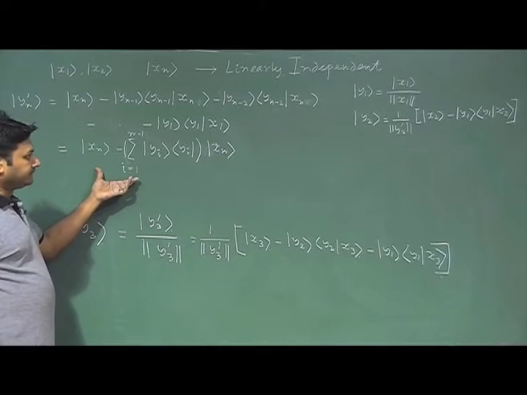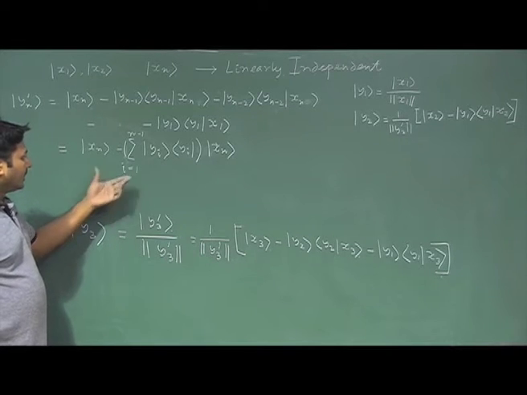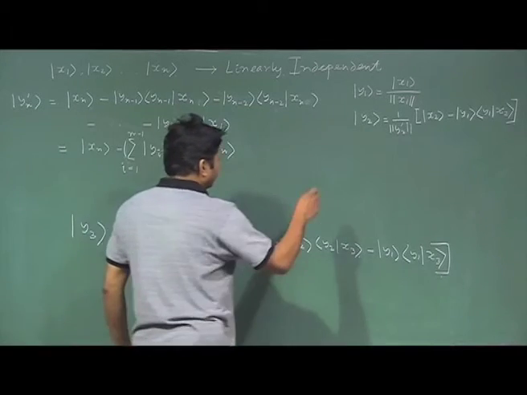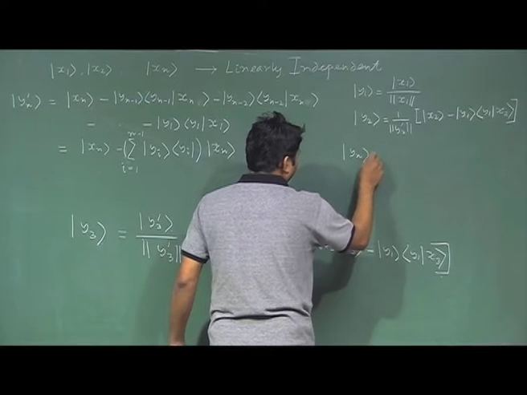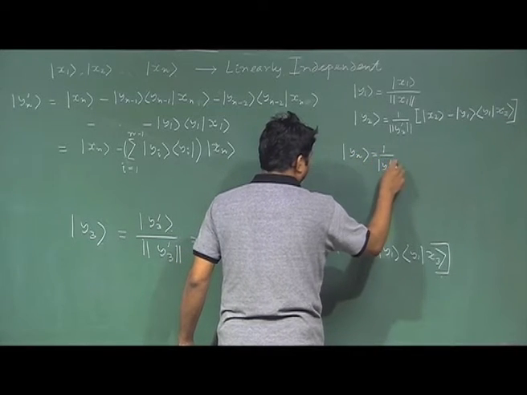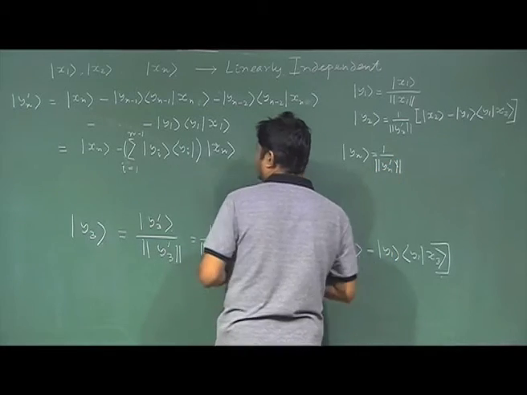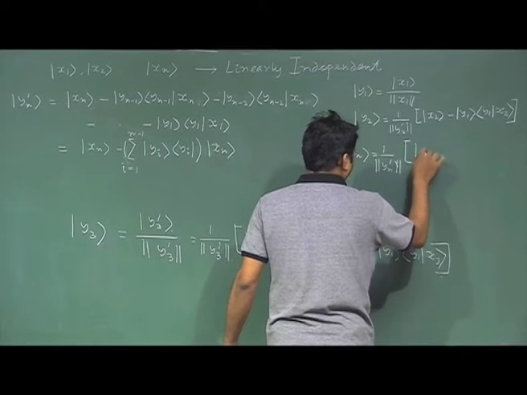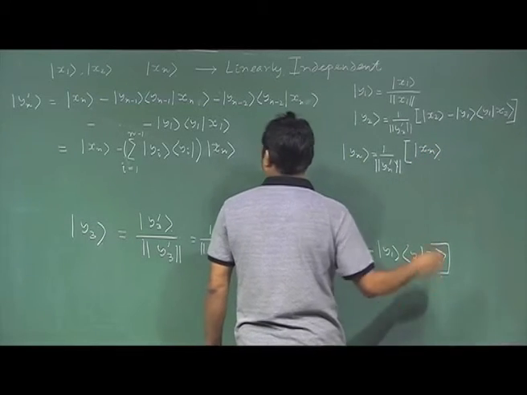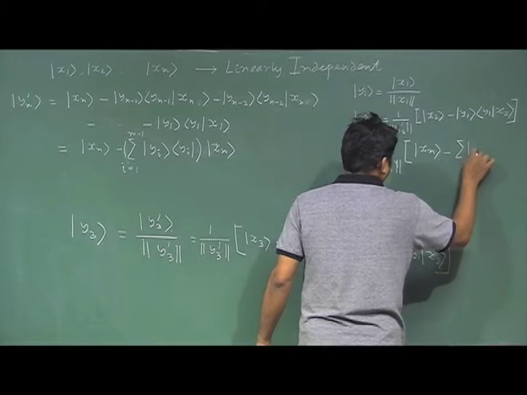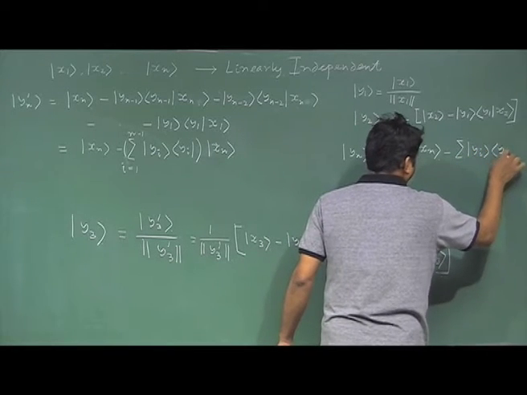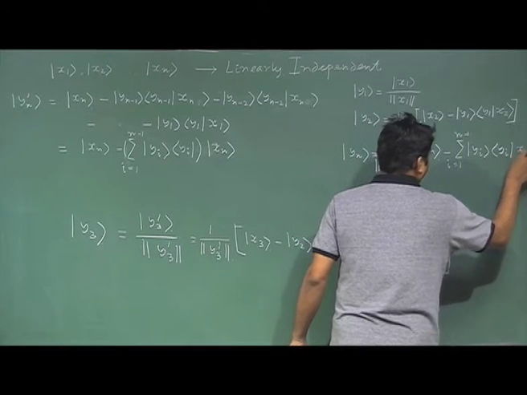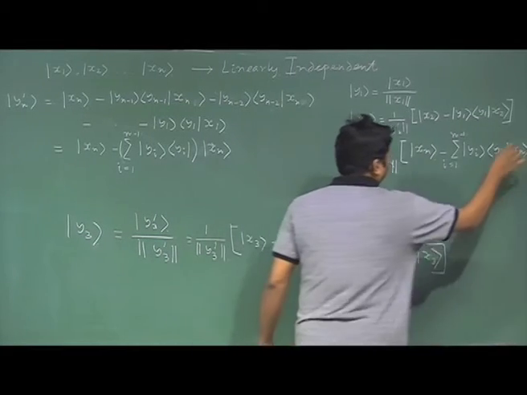So, this is my complete expression. Now that I have this complete expression in my hand, let me write it once again: y_n is 1 divided by the mod of this quantity, which is whatever I have, then x_n, and then the sum over this quantity.